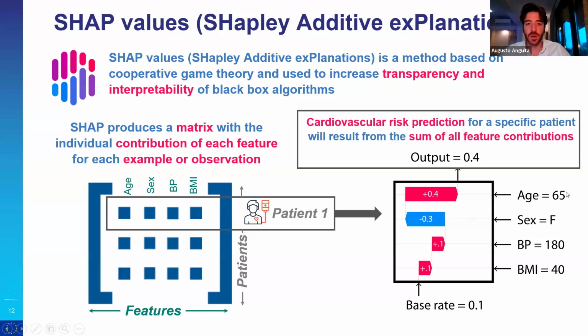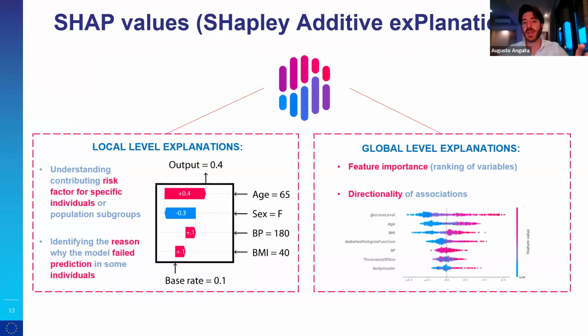And this is very interesting because from these values, from this matrix of SHAP values, we can get a lot of explanations about the model. We can get local level explanations, as I said. We can understand which are the specific risk factors for a particular individual, or even for a particular group or population. And we can also identify if the algorithm makes a wrong decision, makes an error. We can understand why it failed. And this is very important.